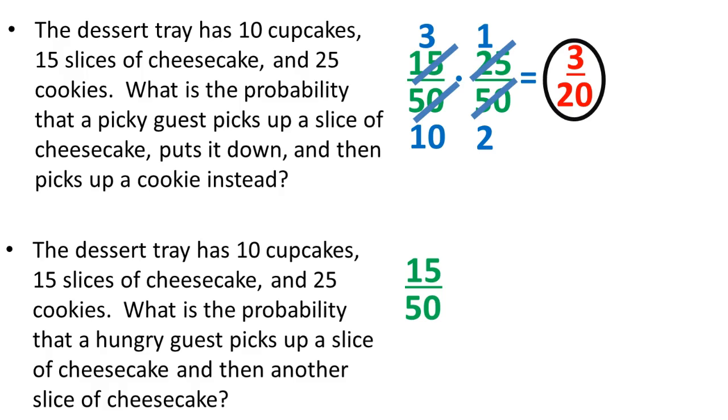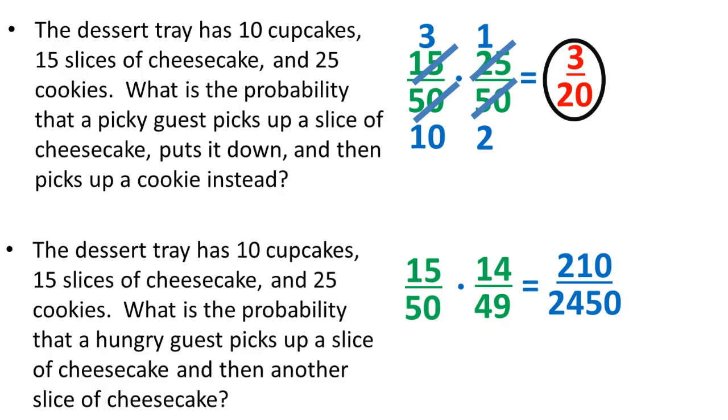We pull that cheesecake off the tray. Now there's a total of 49 total items because we took one away from 50. There's also only 14 slices of cheesecake. So if I want to grab a second piece of cheesecake, the probability is 14 out of 49. There's only 14 slices of cheesecake left on the tray out of 49 total items because we took one slice away. Just like last time, we're going to multiply straight through. 15 times 14 gives me 210. 50 times 49 gives me 2,450.